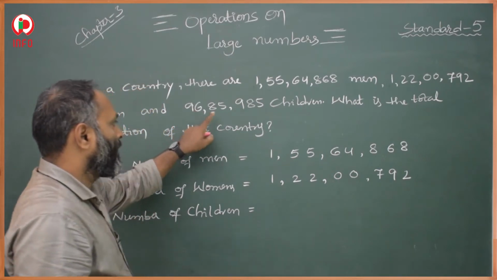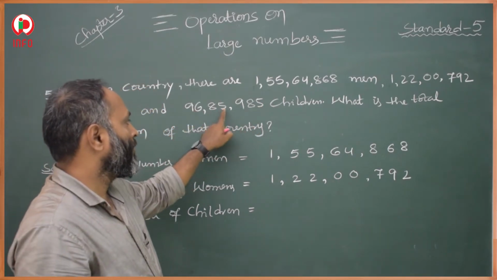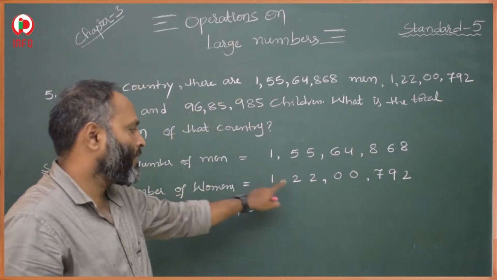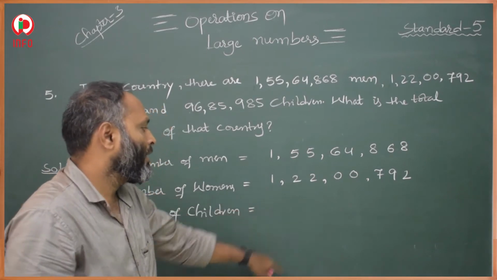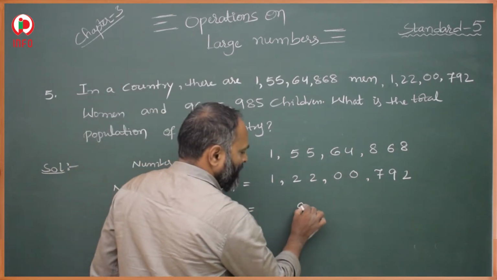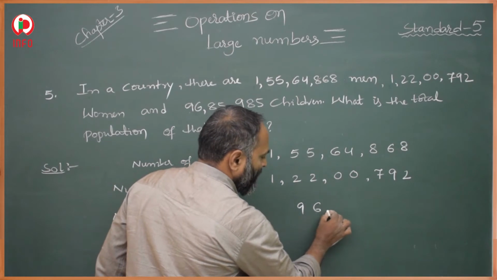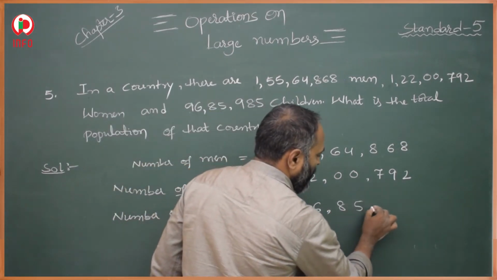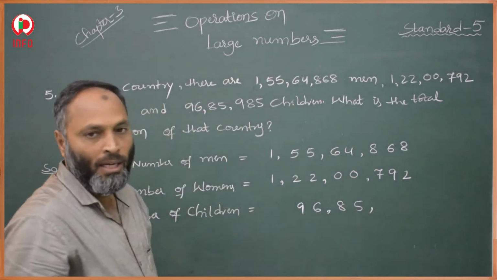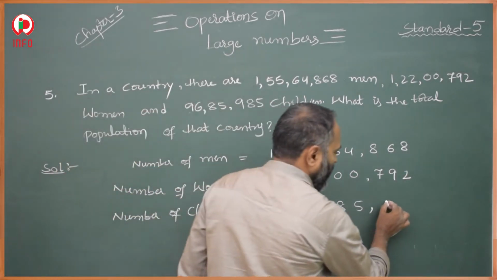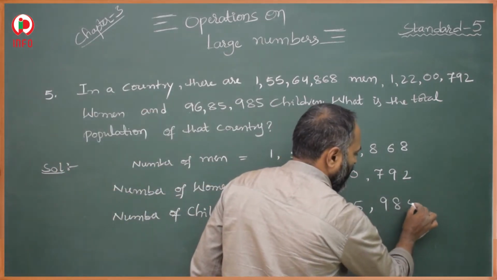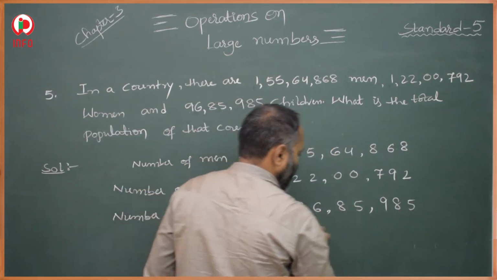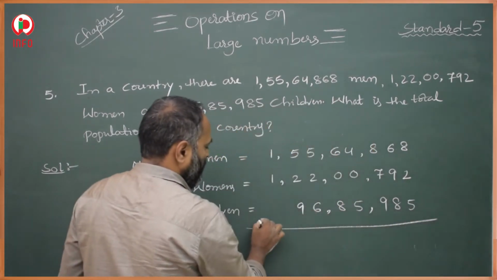96 lakhs. Here there are only 1, 2, 3, 4, 5, 6, 7 digits. We start from here: 96 lakhs 85,985. Now we have to find the sum.